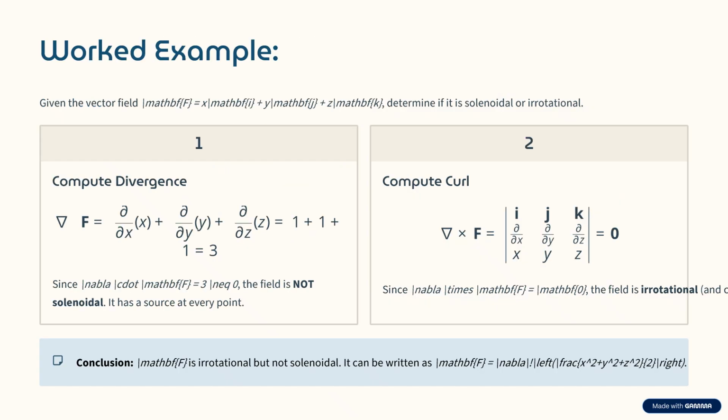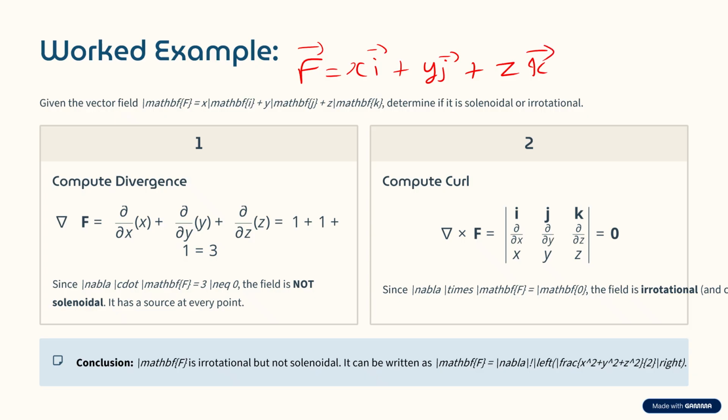Next we'll see examples based on how to find divergence and curl. If divergence is equal to 0, we conclude the vector f is solenoidal. If curl is equal to 0, then we conclude the vector f is irrotational. For an example, we have taken f vector as x i vector plus y j vector plus z k vector.